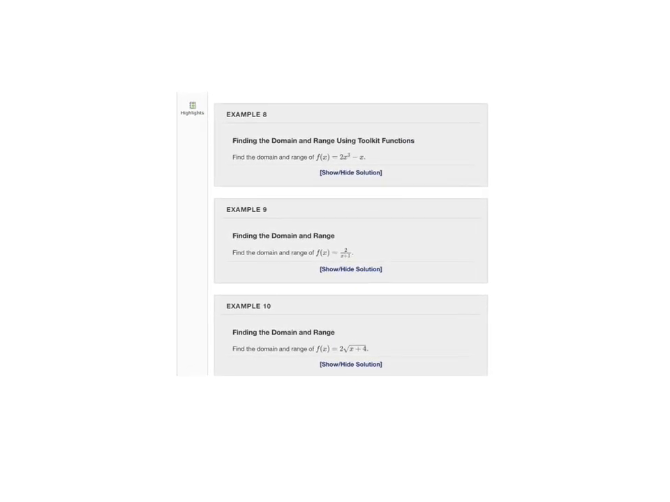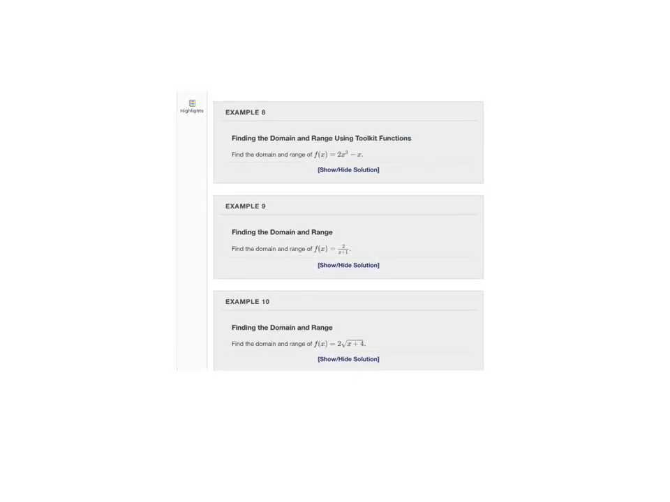Okay. So here's example 8. And really, we shouldn't have to do a whole lot of math here. If you know your toolkit functions and you understand what we just did, we should be able to tell our domain and range. So example 8 says find the domain and range using your toolkit functions. This is the function, f of x equals 2x cubed minus x. What's its domain? It's a cubic. So domain is going to be negative infinity to positive infinity.